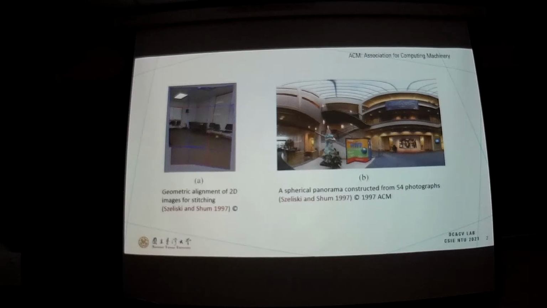stitching. For the A image, this is the geometric alignment of the images for the stitching. In this case, we're trying to geometrically align two different images so we can get a new perspective from the image. And this is the spherical panorama that was constructed from 54 photographs.